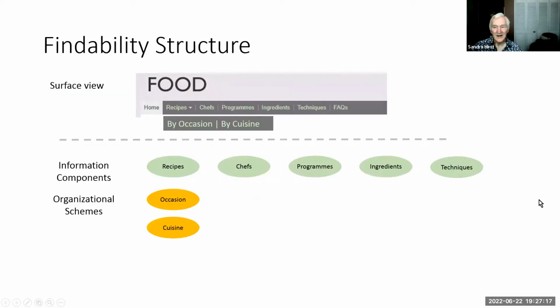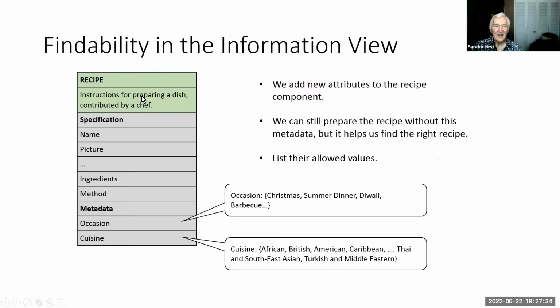This is the high level information structure, which we've now broken down into information components, and under each component, the organizational schemes that it uses. Now, that's a high level information view. If we go deeper, what we have to do is make two changes to the information component for recipe. And we see them at the bottom where we've added occasion and cuisine as new attributes. And we've called them metadata. And the rest of them we call specification.